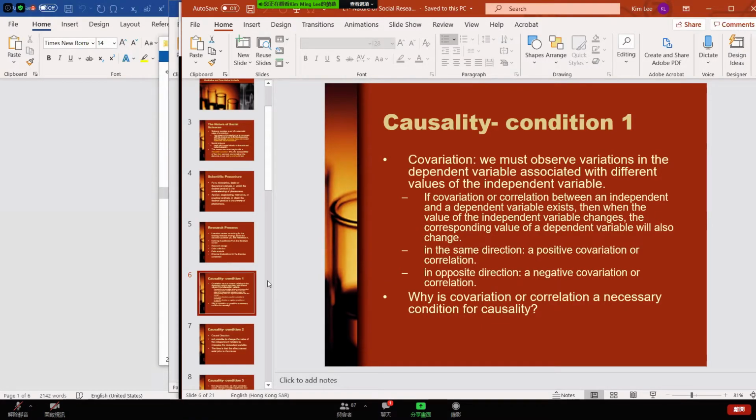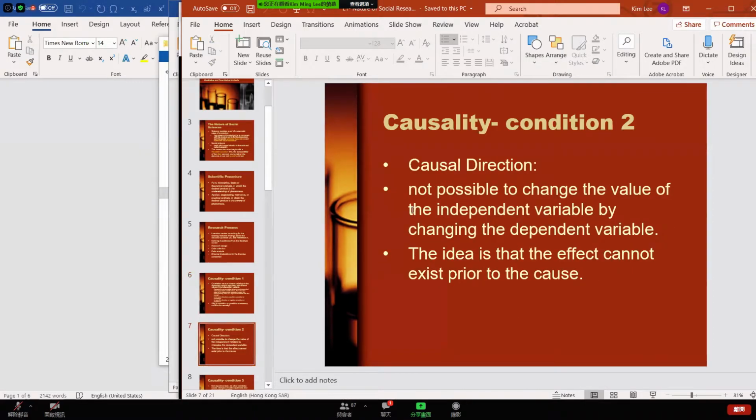Okay. And then the second condition is causal direction. Causal direction means the cause cannot appear after the effect. Of course, this is pretty logical. The cause cannot appear in time after the effect. So that means you need to establish the kind of causal direction.